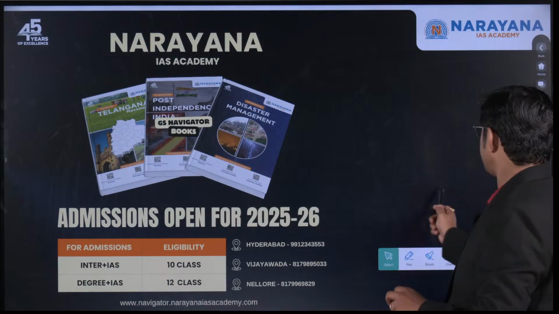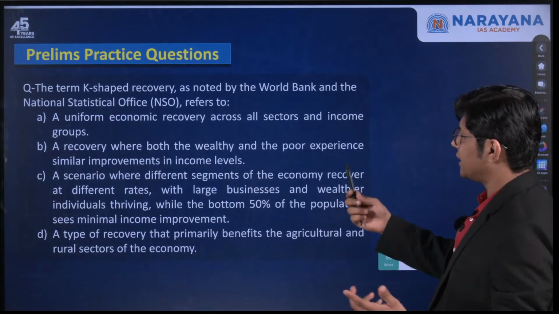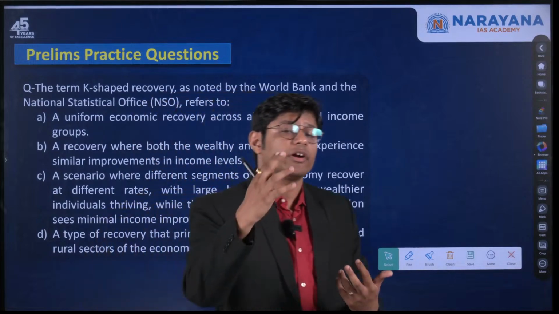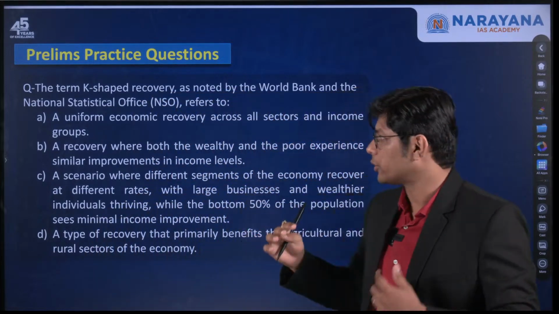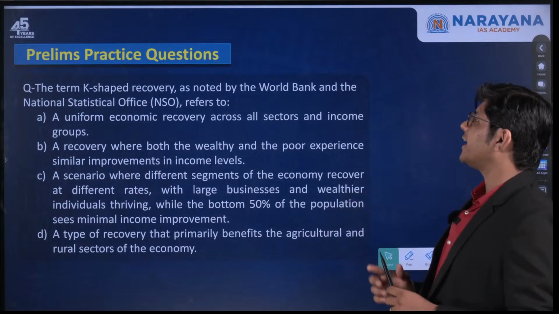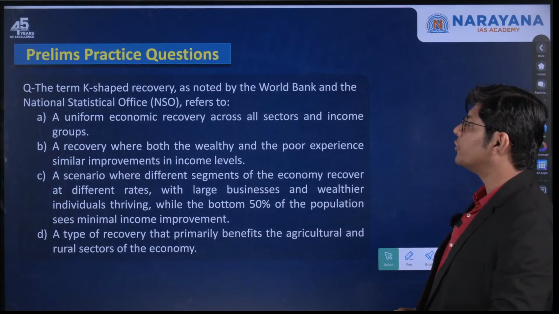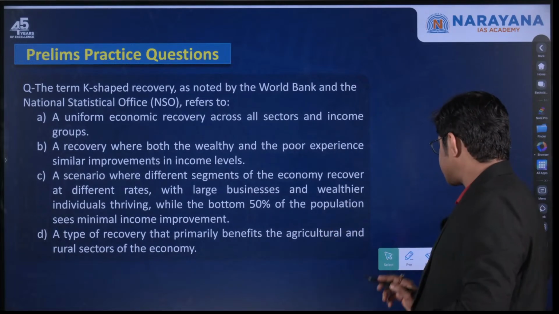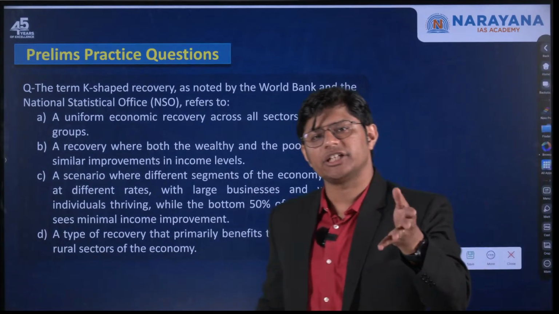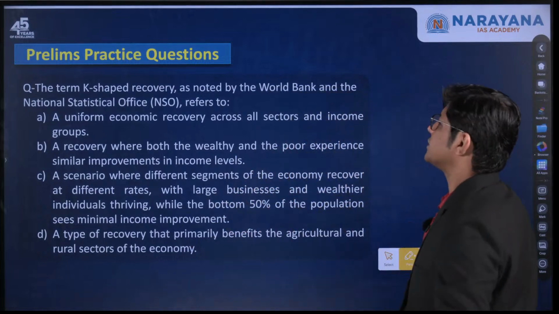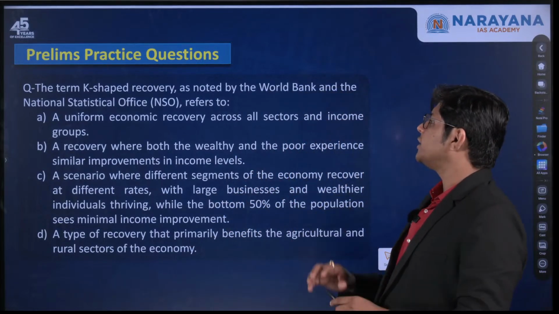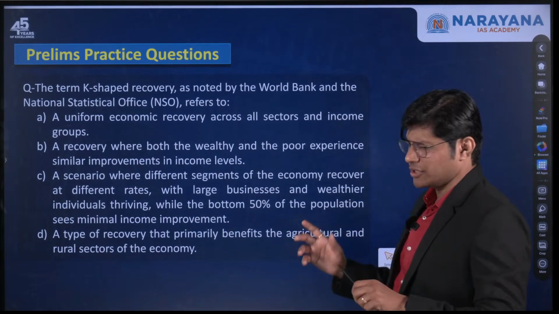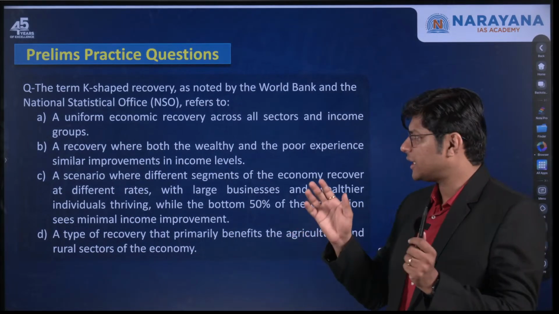Okay, so I guess we also have a few questions. Let's take a few questions so that you understand if you understood all the topics or not. The first: the term K-shaped recovery as noted by the World Bank and the NSO office refers to what? I guess we have referred to what a K-shaped recovery is. Let's try to understand this term. Option A: K-shaped recovery, a uniform economic recovery across all sectors and income groups. No, this is not what we understood by the term K-shaped recovery.